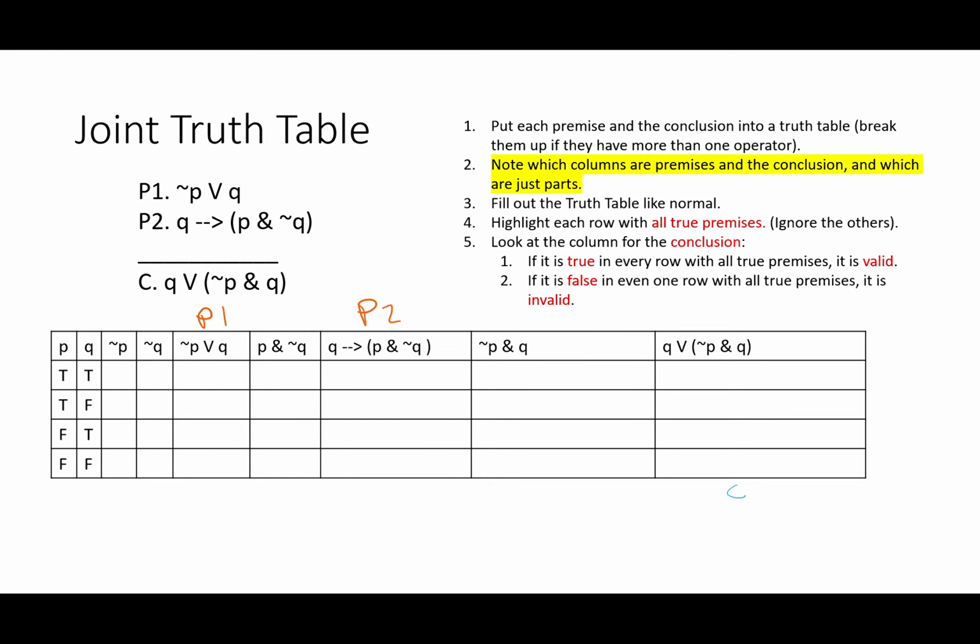Now we're noting which columns are premises and which is the conclusion. So, of our columns, we've got premise 1 in either not P, or Q. We've labeled premise 2 over the column with if Q, then P or not Q. And our last column is our conclusion, either Q or not P and Q.